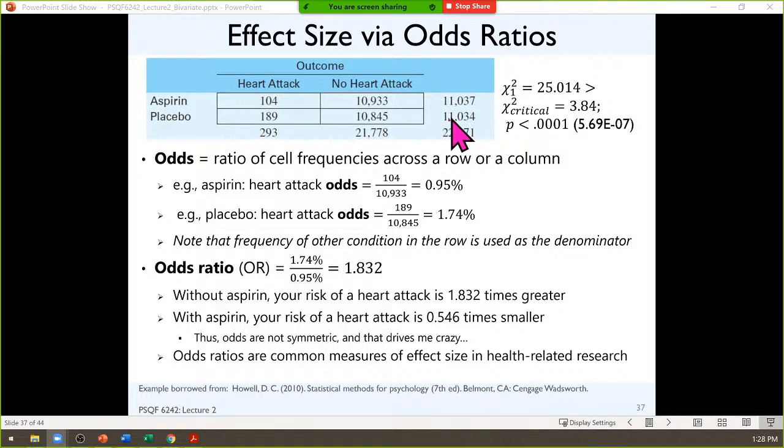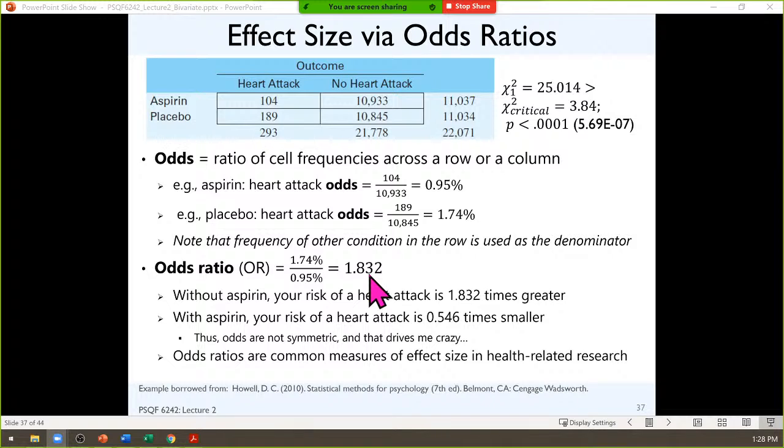In this case, rather than having the event over the total, it's the event over not the event. So the odds, given that you took aspirin, of having a heart attack is 104 over the not having a heart attack, which is the 0.95, whereas the odds if you took placebo is 1.74. And again, dividing these forms a ratio.